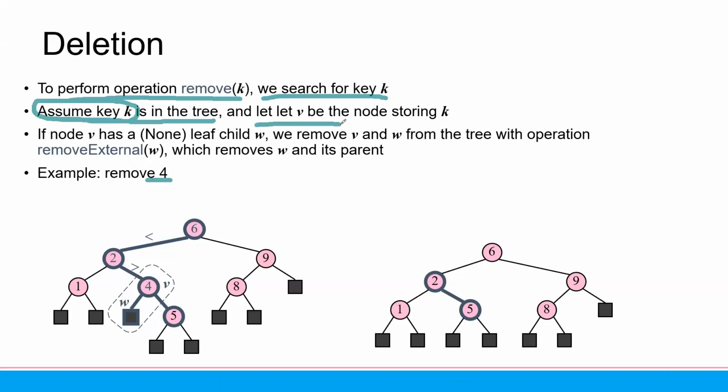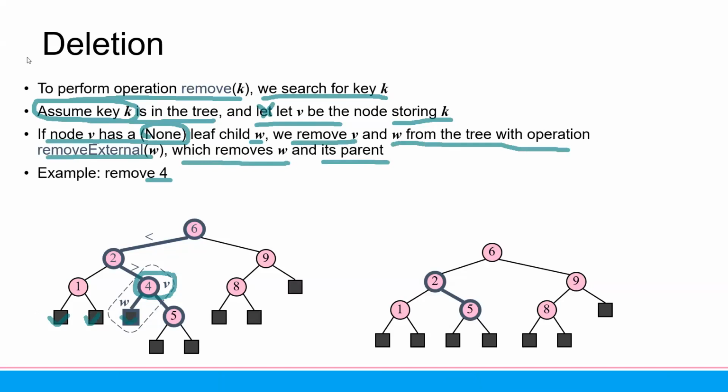And then let v be the node storing k. This is the node that stores the k. If v has a non-leaf child w, we can remove v and w from the tree with the operation remove external, removing w and its parent.